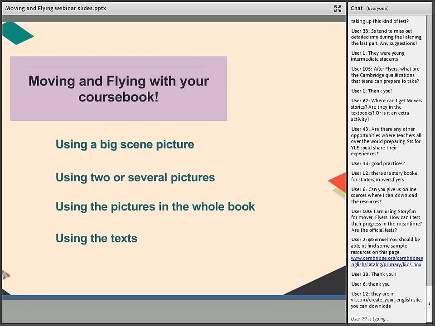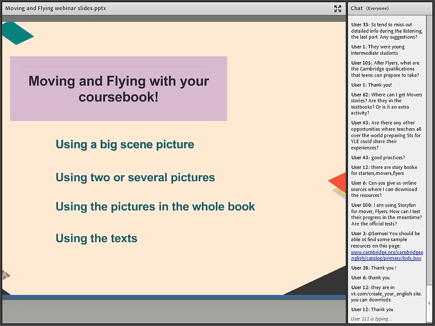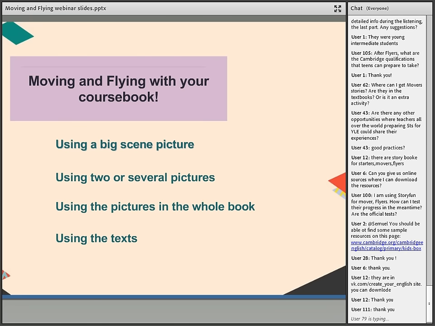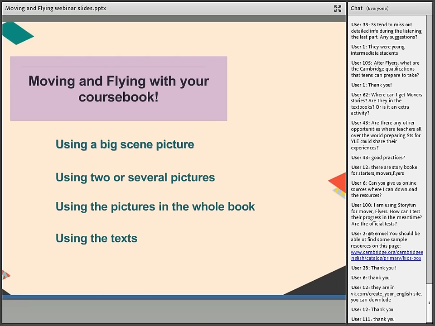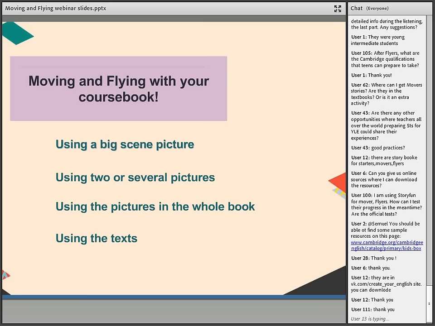Okay, thanks. A question now from Elena Anfimova, who asks, to which level of Kidsbox do the Flyers exams correspond? Well, it should be Kidsbox 6, which is pitched at the same level as Flyers. That's where you'd be getting the kind of structures, the kind of lexis that will be tested in the Flyers test.